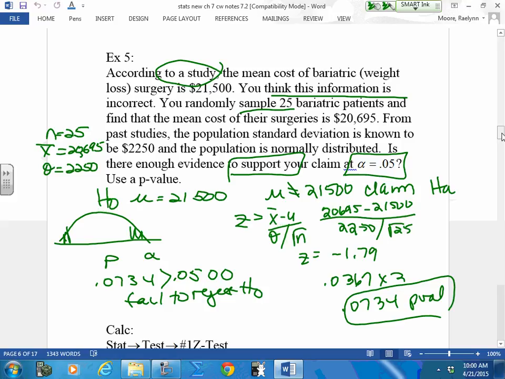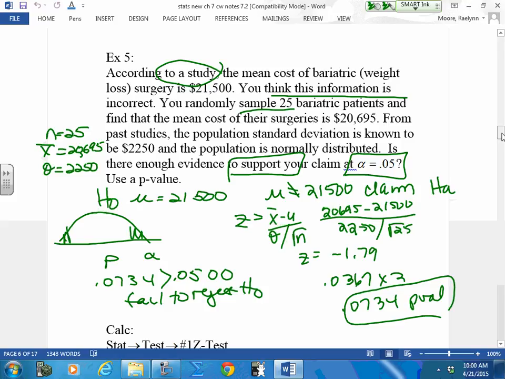So let's follow your chart. Come to your chart. Your claim is HA. You fail to reject HO. This is how I want you to start your interpretation. There is not enough evidence to support the claim that the mean cost of a bariatric surgery is $21,500.